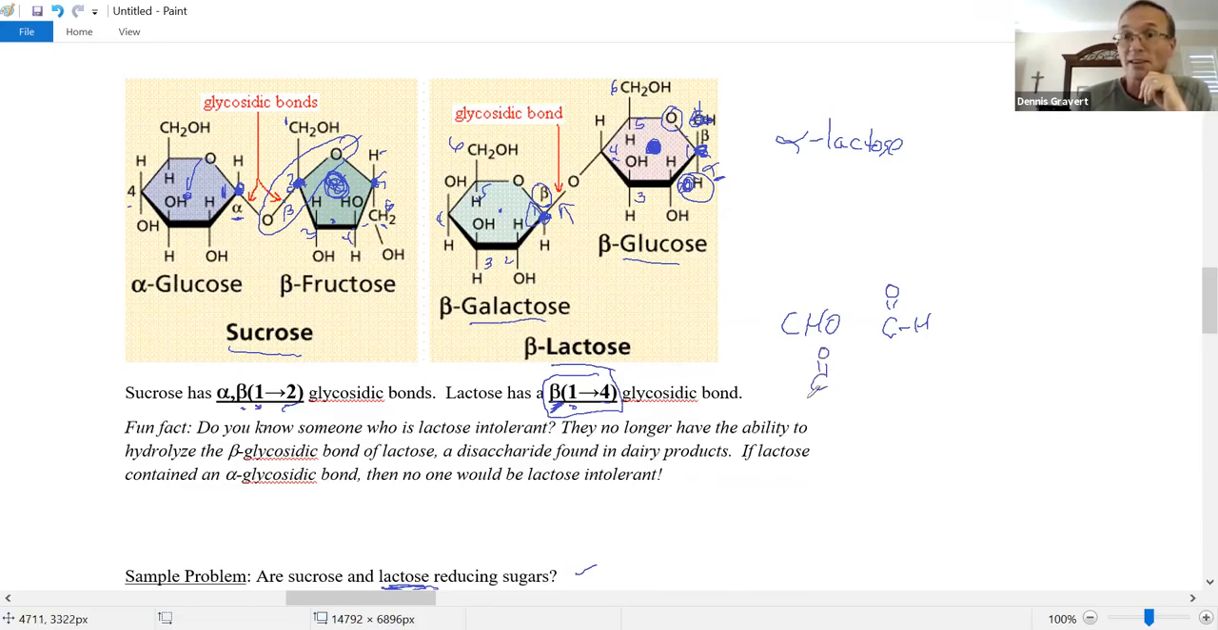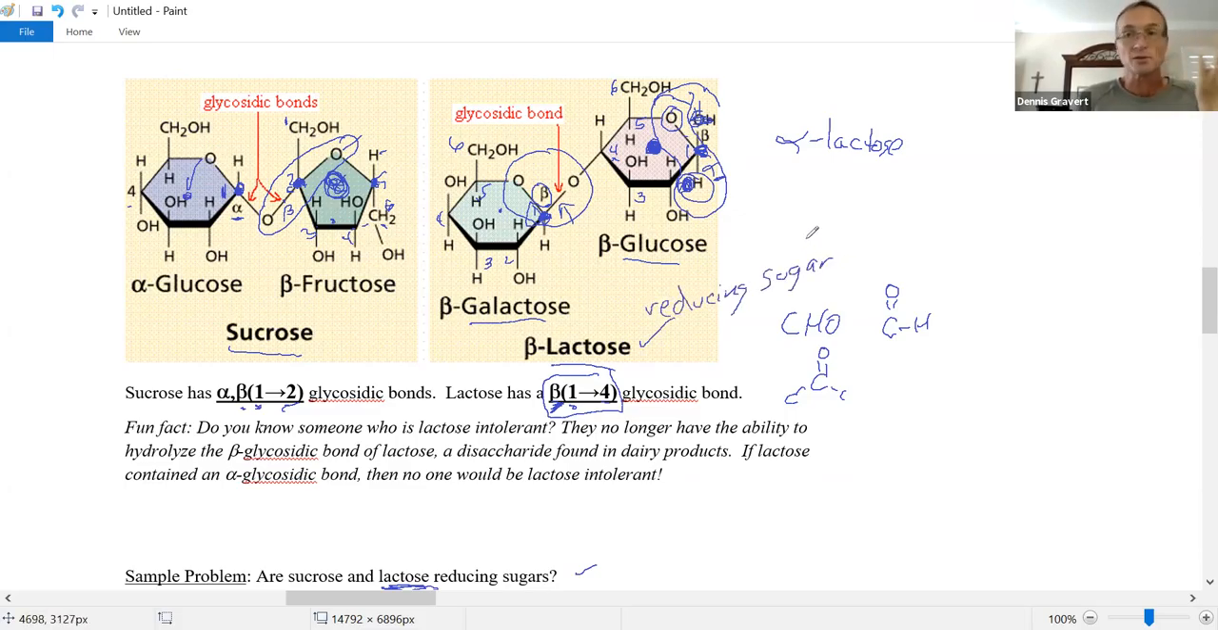It doesn't have an aldehyde. Does it have a ketone? Now I'm looking for a double bond O. I don't see one. Nope. Does it have a hemiacetal? All right, here's the acetal. So no. Oh, wait. If you look at my scribblings, I put the hemiacetal pointing down. So yes, it has a hemiacetal. Lactose is then a reducing sugar.